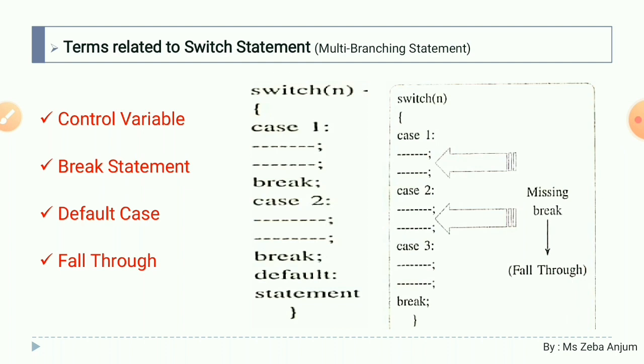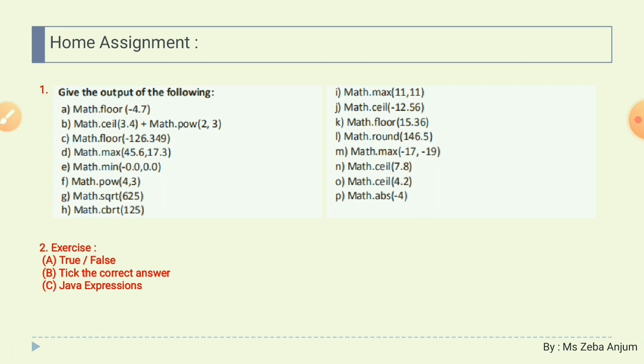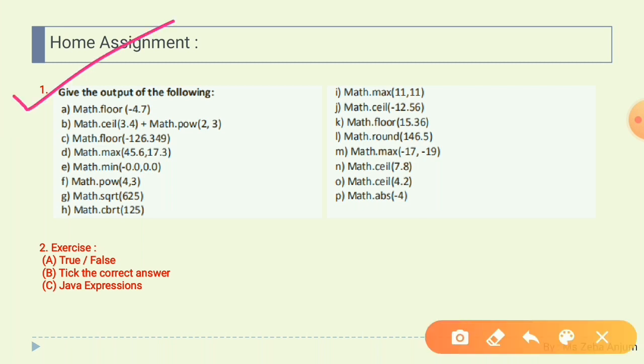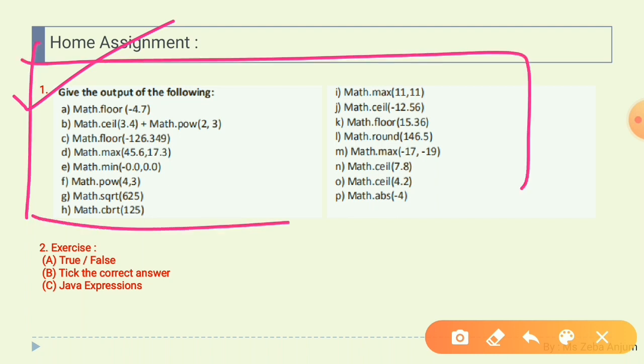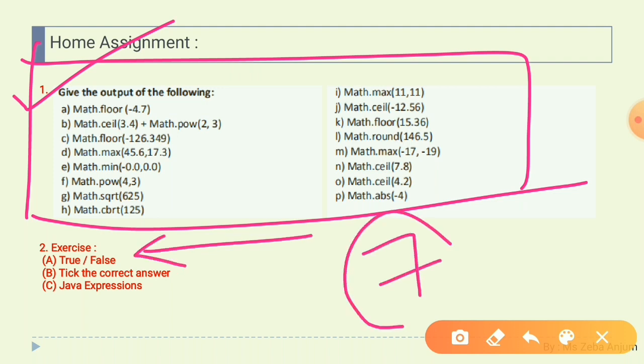Okay, so for today your home assignment is this one. The first question, firstly you have to give the output of all these things. Yes, this question is basically related to your previous chapter, that is mathematical library methods. So आपको इन सब का output लिखना है, and then afterwards from your exercise portion of your unit number 7, that is conditional flow. Okay, आपको part number A, part number B as well as part number C को solve करना है. Yes, solve these three parts on your own.